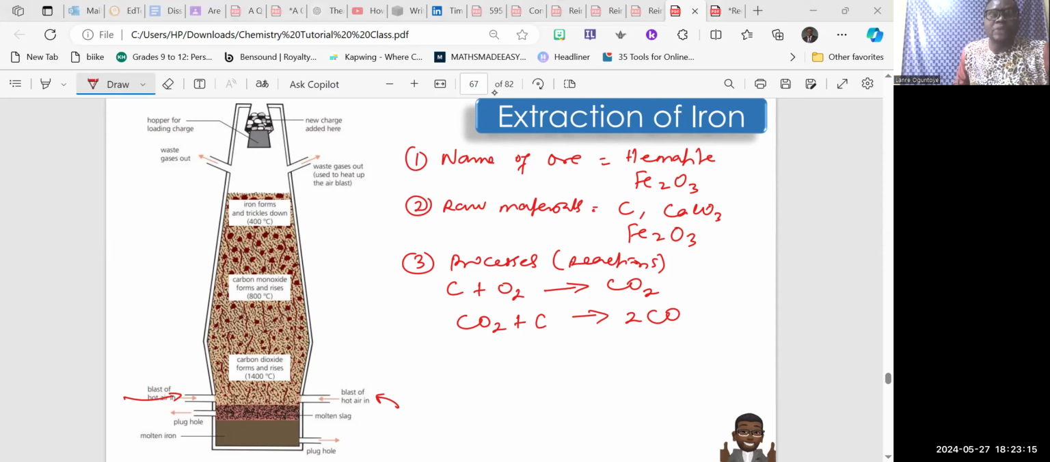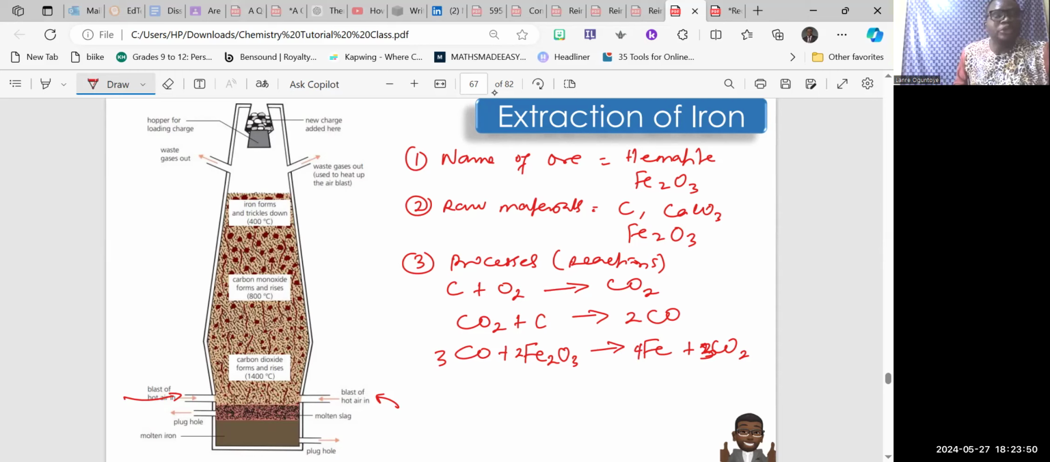So your carbon monoxide then goes in to reduce your hematite, which is iron 3 oxide, to form iron plus carbon dioxide. Very simple. We can balance this equation. If I put 2 here, 3, 6. Balance this. We put 2 here, right? Yeah, 3 and 4. So you can see it's balanced. This is balanced. So this is the equation. Can you see that? So our iron has been produced.